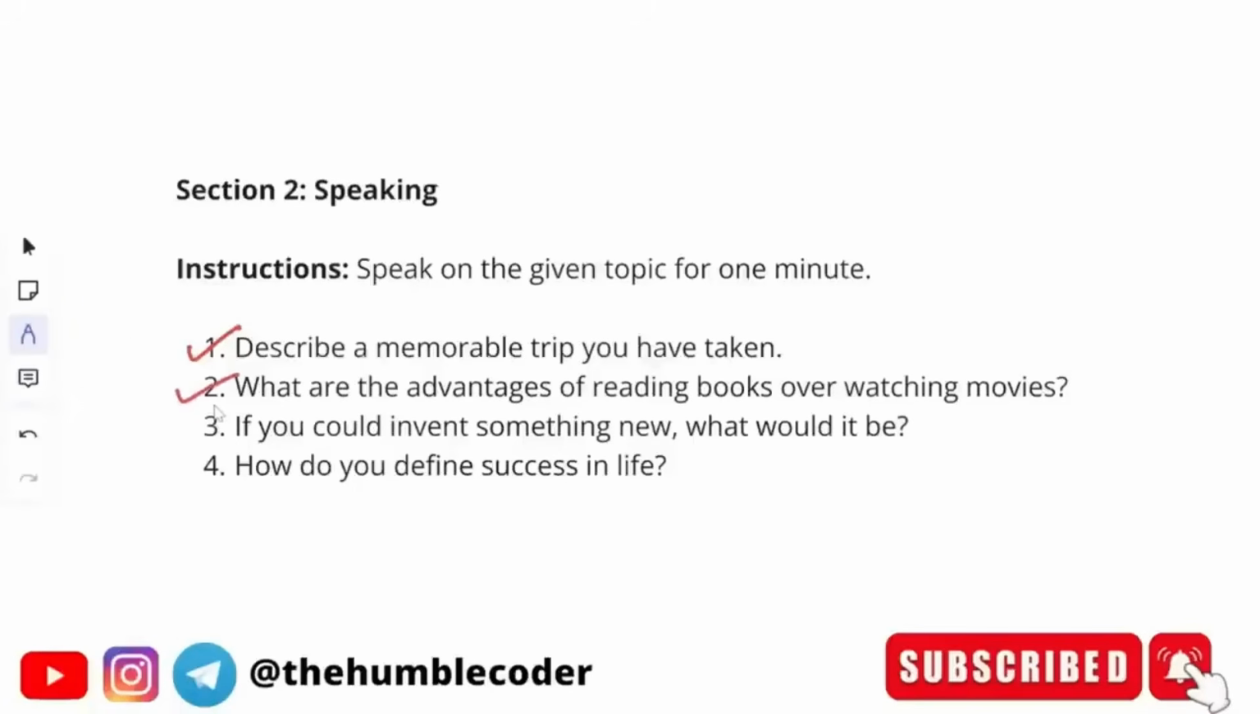Okay, moving on to the second topic. What are the advantages of reading books over watching movies? Okay, so I'm now going to speak on this topic. Reading books allows us to use our imagination, develop vocabulary, and improve concentration. Books provide in-depth details that movies often miss. Unlike movies, books let us interpret characters and stories in our own way. Also, reading is a great way to relax without the screen time. So in this way you have to speak it, guys.